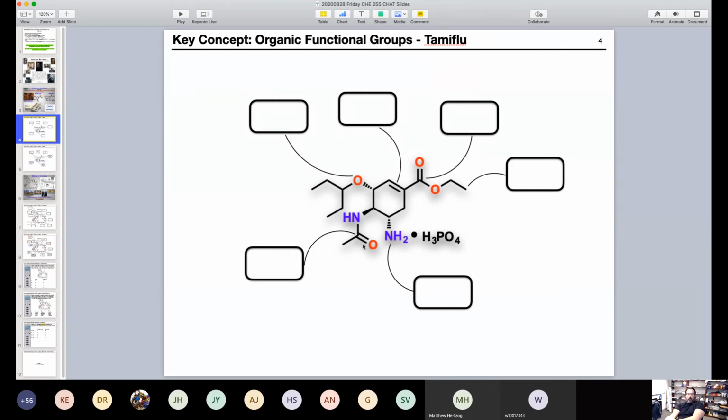So again, remember the questions that I asked you in the last chat session. I asked you about sp3 hybridized carbons, sp2, how many hydrogens were on each, what's a methyl group, what's methylene, what's methine, etc. So what I want to do now is we're looking at the same molecule. Now let's identify these different subsets of bonded atoms called functional groups.